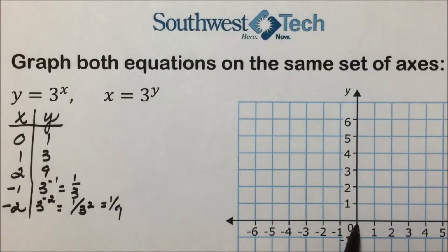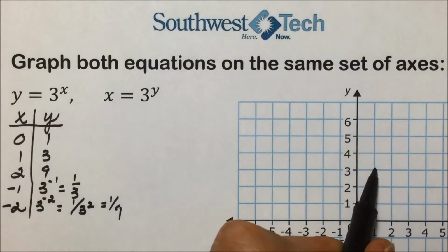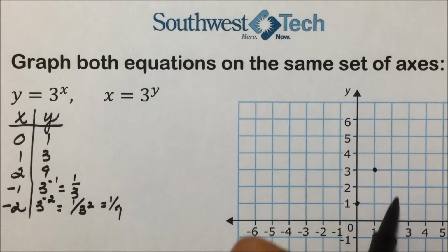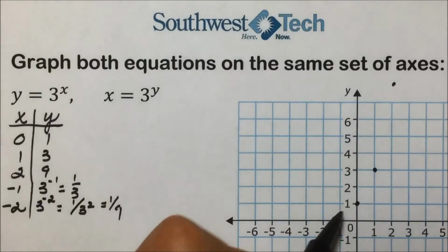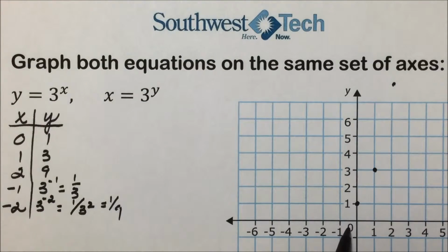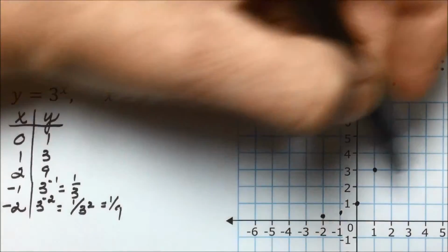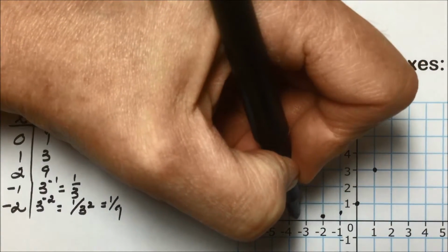Plotting these points then, we have the point 0, 1. There's our y-intercept. We have the point 1, 3. We would have the point 2, 9, which is off the graph. It's just headed on up towards a positive value there. Negative 1, 1/3. We had the point negative 2, 1/9. So as we said, it's getting closer and closer to our x-axis.